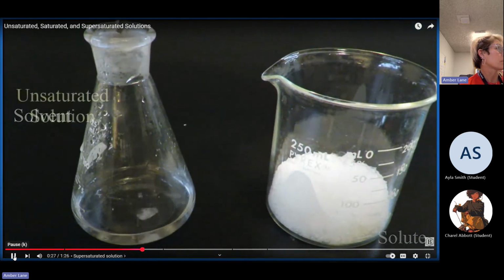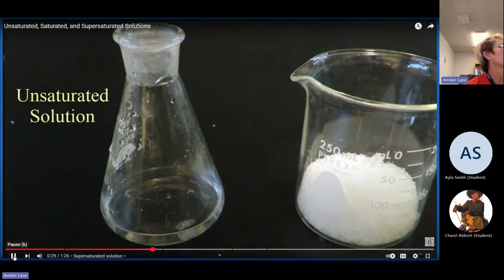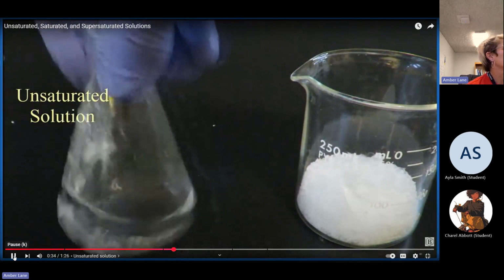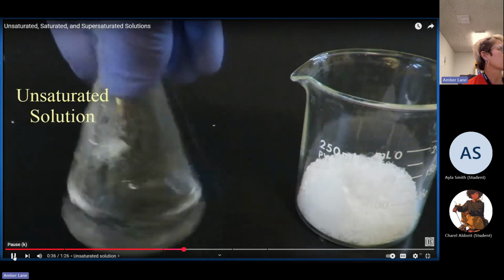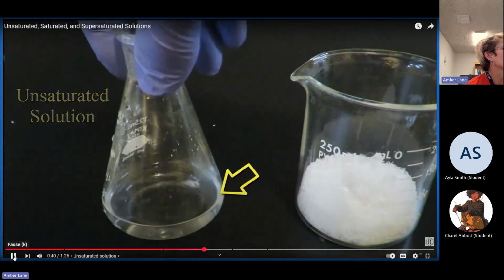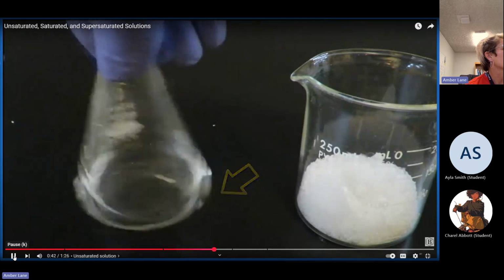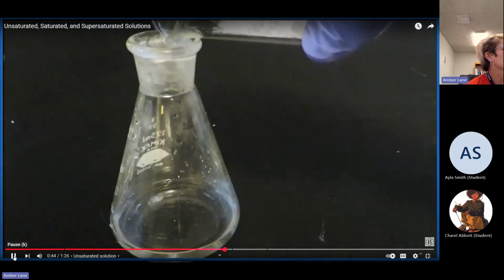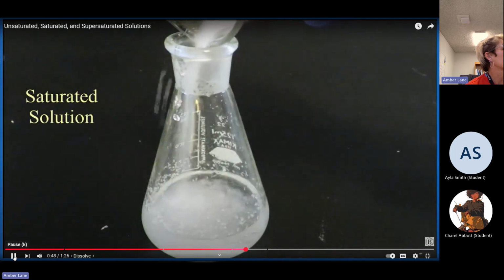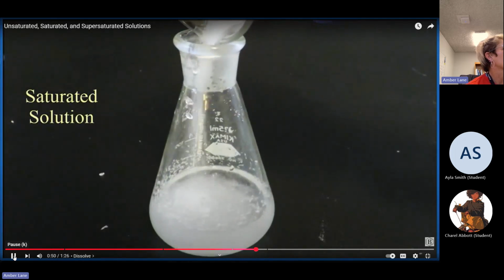This is an unsaturated solution since we can keep dissolving more of the solute, more of these crystals. The crystals that we're using here are called sodium acetate, and everything in that beaker, ultimately it's going to dissolve. After a while, no more solute will dissolve at room temperature. Now we say the solution is saturated. But if we heat it up, at that new temperature, all of this is going to dissolve.